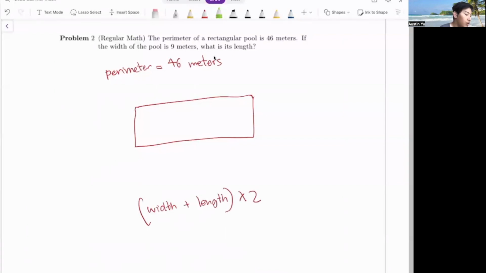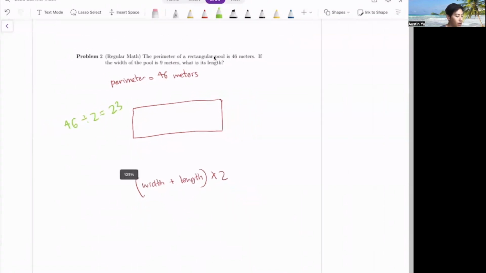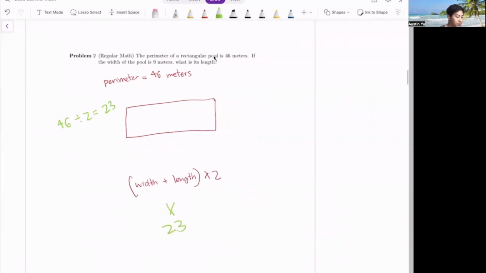So let's do that later. We first do 46 divided by 2, which gives us 23, since there are two sets of the same thing, like I said earlier. So the width plus the length would just be 23. And then 23 minus the width to find the length. So 23 minus 9, that would just be 14. And then that gives us the length, which is 14. So length equals 14. And then we can plug this back in. Let's do it all in blue this time. The length would be 14. So the width would just be 9, 9, 14. And this added together is 46.